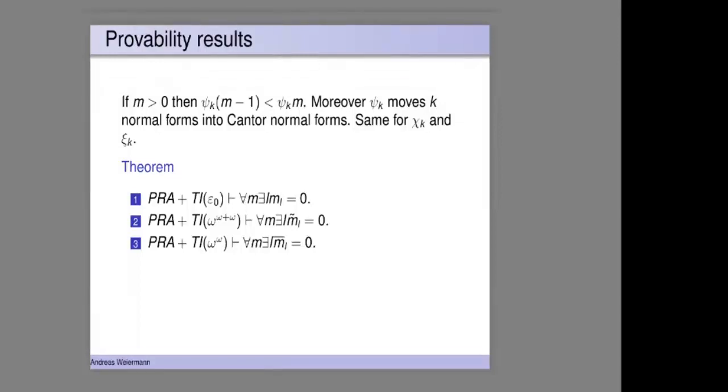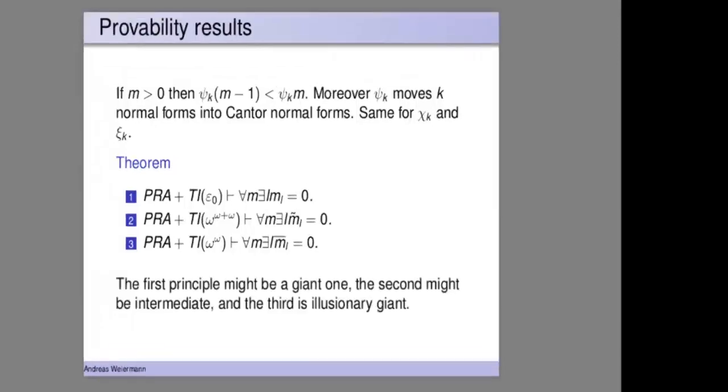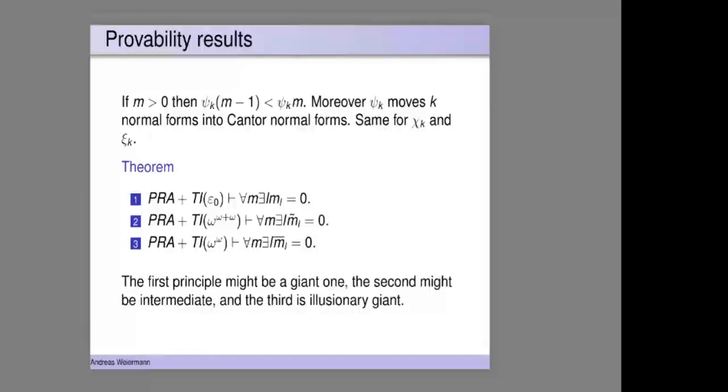Now the question is, how sharp are these bounds? So the indication is that the first one may be a giant Goodstein principle. The second would be considered as intermediate. But the third one, which looks strong in the beginning, might be very weak. And it would then be considered as an illusionary giant Goodstein principle.